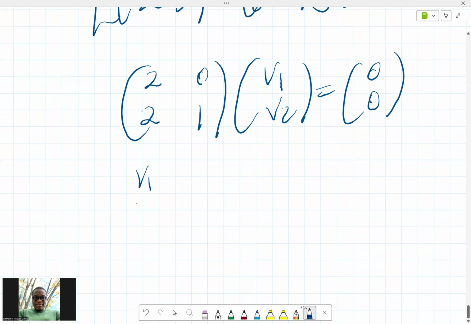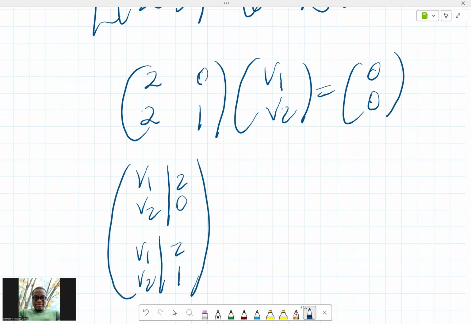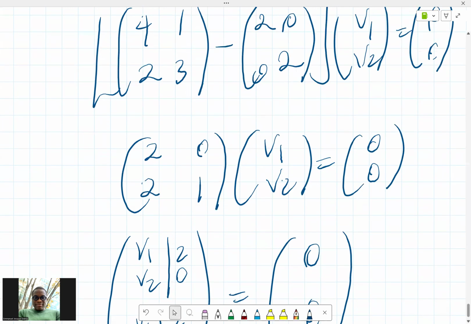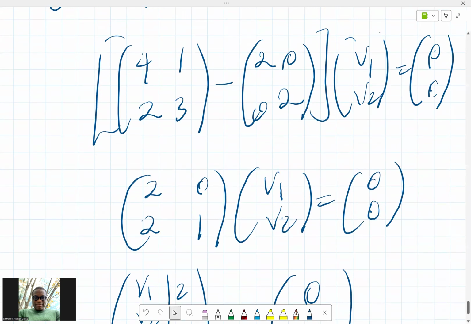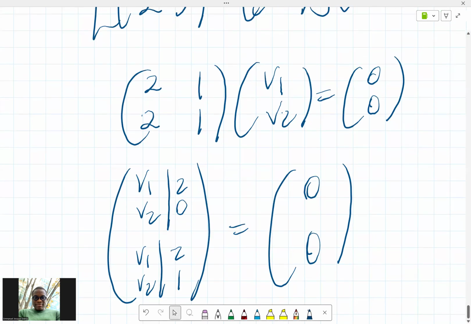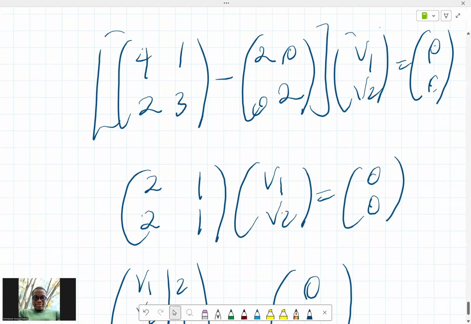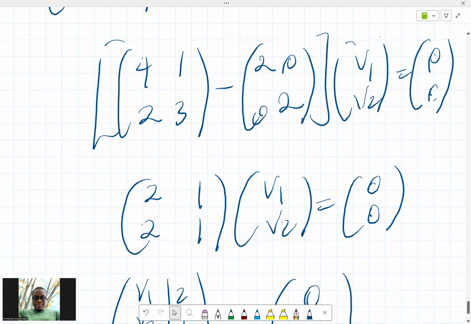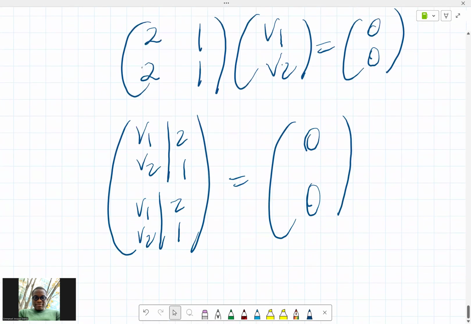Again, we have v1, v2. Then we bring 2, 0 here, and we bring 2, 1 here. So this is equal to 0, 0. I hope this is correct. Let me see. 4 minus 2 is 2, 1 minus 0. Okay, I think I made a mistake here, because I'm already looking at it like it's not looking like what I should have. Okay, yeah, that works now. So 4 minus 2 is 2, 1 minus 0 is 1, 2 minus 0 is 2, 3 minus 2 is 1. Okay, good.